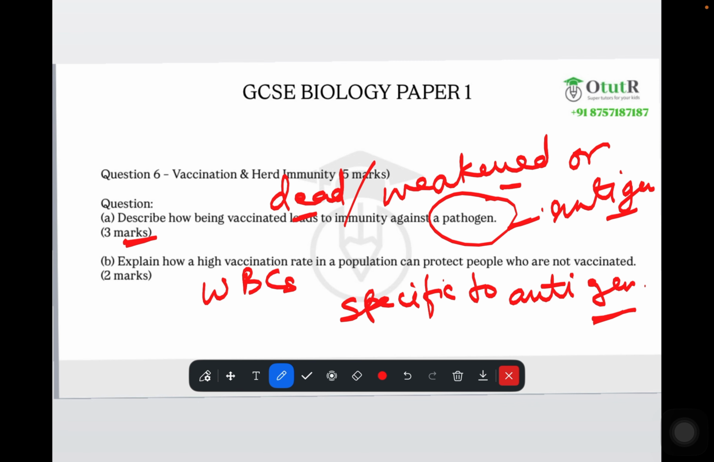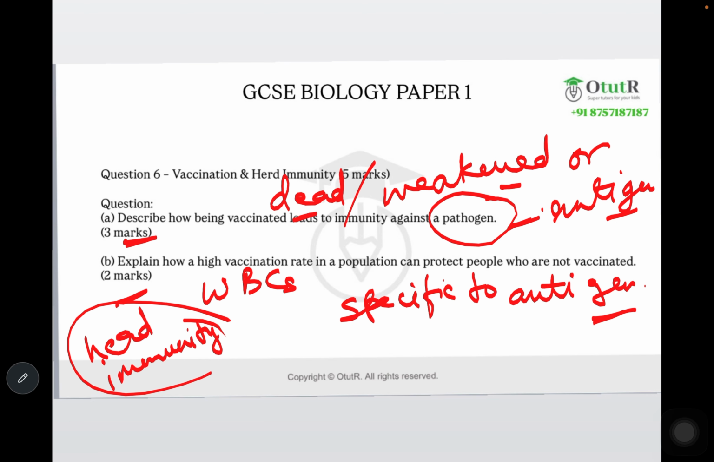Question B. Explain how a high vaccination rate in a population can protect people who are not vaccinated. The high vaccination rate means what? Fewer people can catch and spread the pathogen. So this reduces the chance of unvaccinated individuals encountering the pathogen, and it is the herd immunity concept.